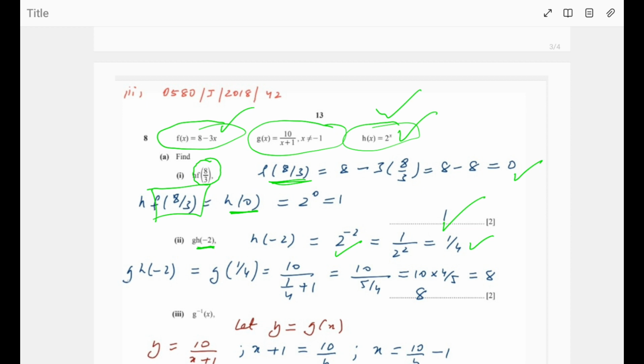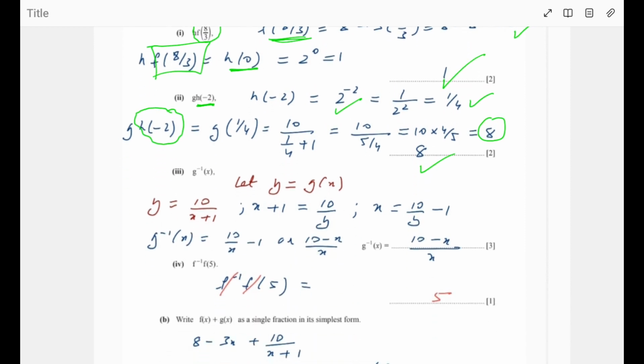So the whole of gh(-2) is like plugging h(-2), which is 1 over 4, in place of x of g(x). You have g(x). So when you plug 1 over 4, which is the value of h(-2), you will get, on simplification, 8, which is your answer.